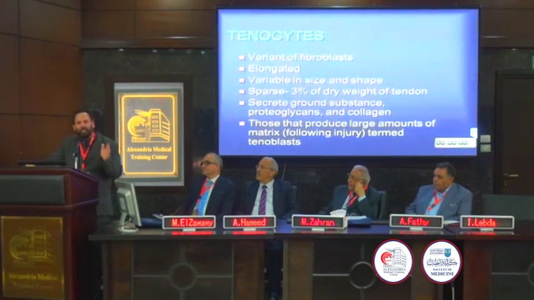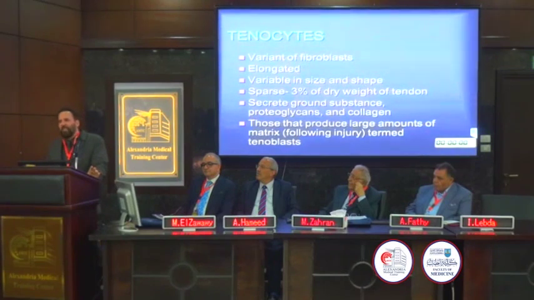That's very different than hepatocytes or renal cells. Very unique to this. They only make up about 3% of tendons. We talked about that sparsity, so you don't want to kill too many of them because you don't have any reserves. And their function is to regenerate the tendon. They secrete proteoglycans, I keep on saying that long word, and collagen.